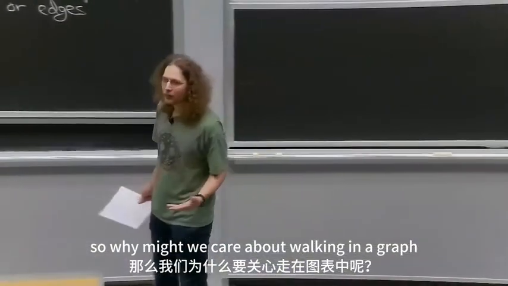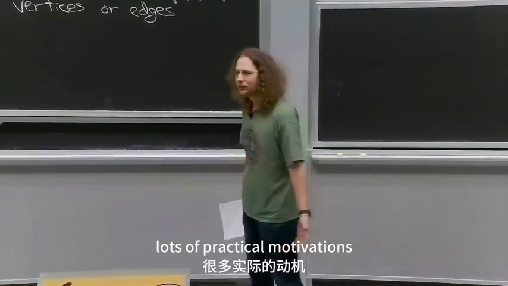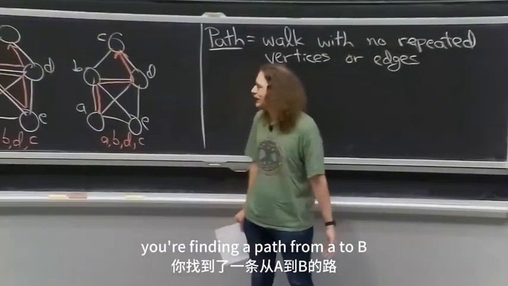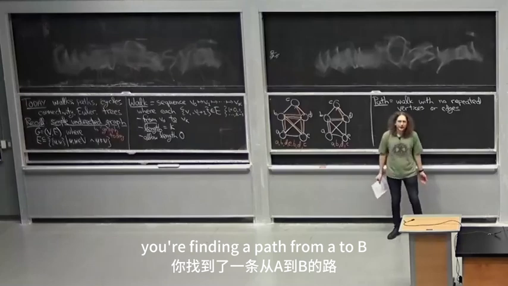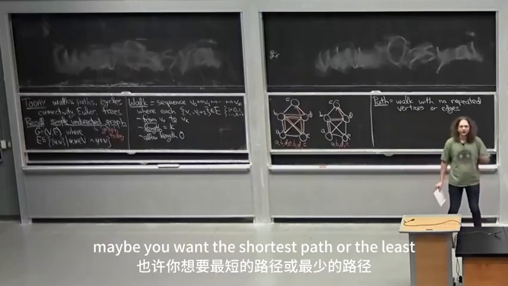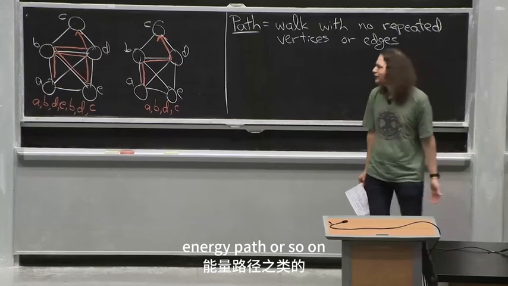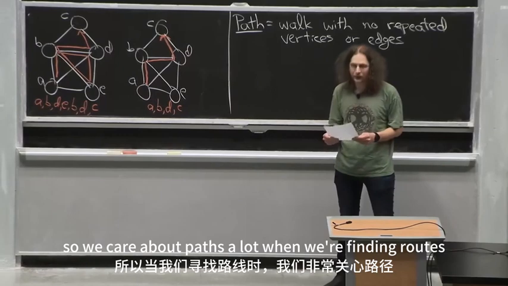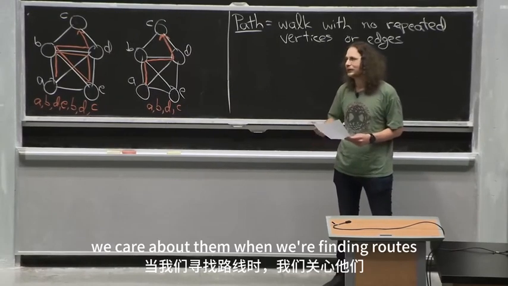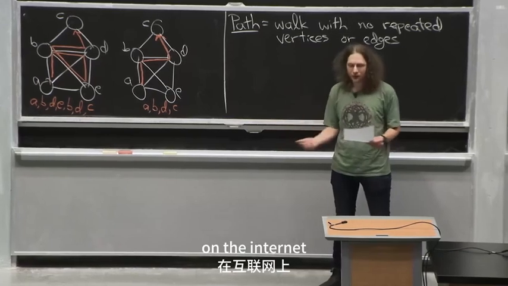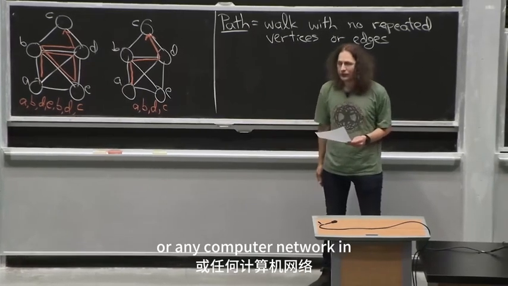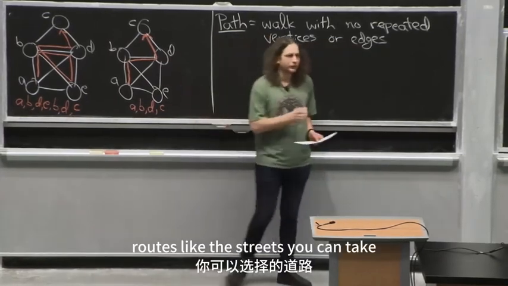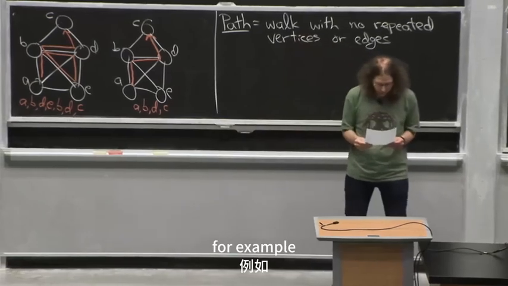So why might we care about walking in a graph? Lots of practical motivations. Every time you look up something in Google Maps, you're finding a path from A to B. Maybe you want the shortest path or the least energy path or so on. So we care about paths a lot when we're finding routes in transportation networks. We care about them when we're finding routes on the internet or any computer network. In both those cases, the vertices are places you can be, and the edges are the routes, like the streets you can take, for example.